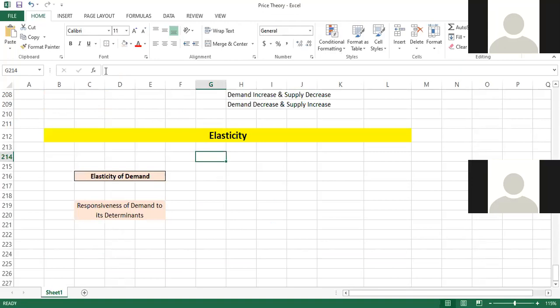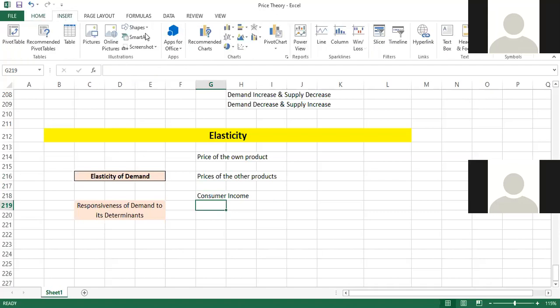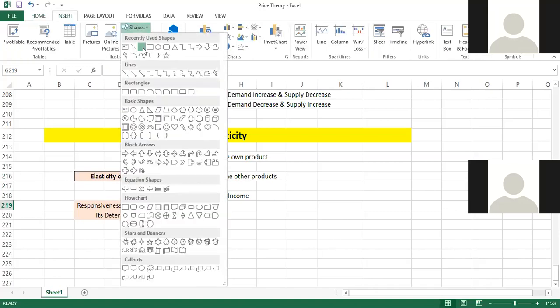The three main factors are price of the own product, prices of the other products, and the next one is consumer income. So with respect to these three main factors, elasticity of demand is analyzed, right? Elasticity of demand can be analyzed with respect to these factors.